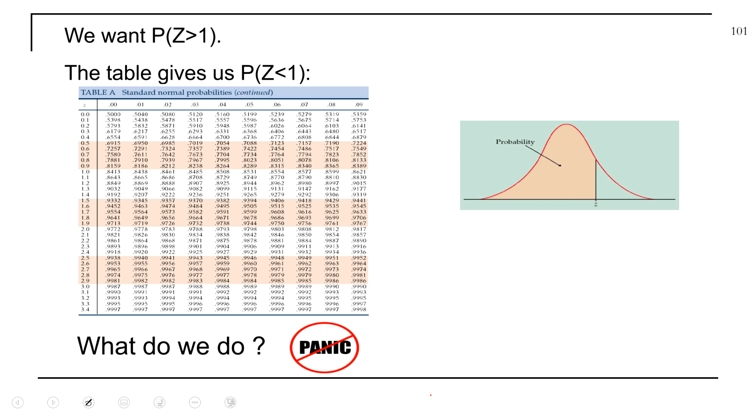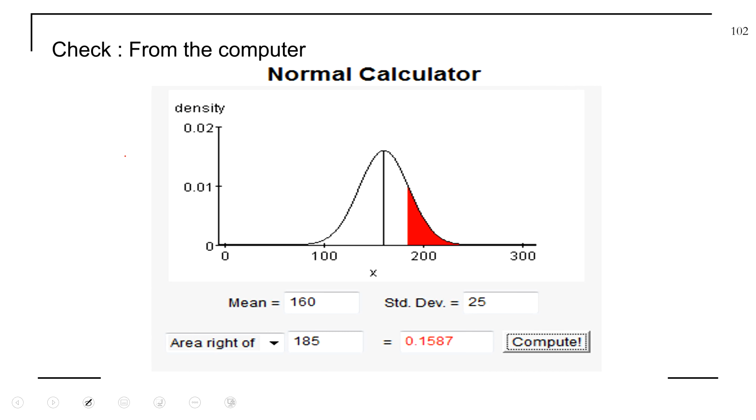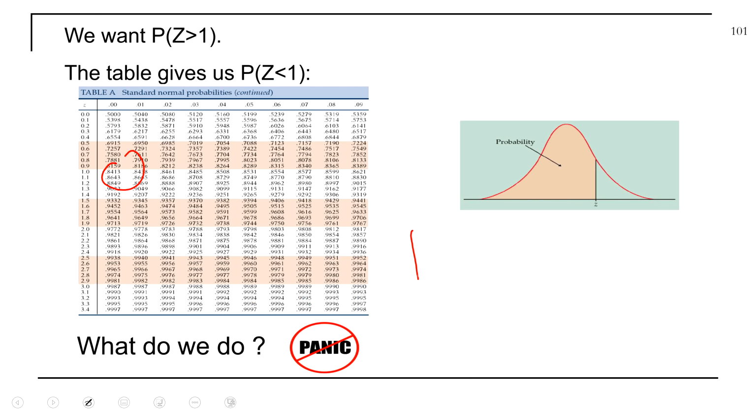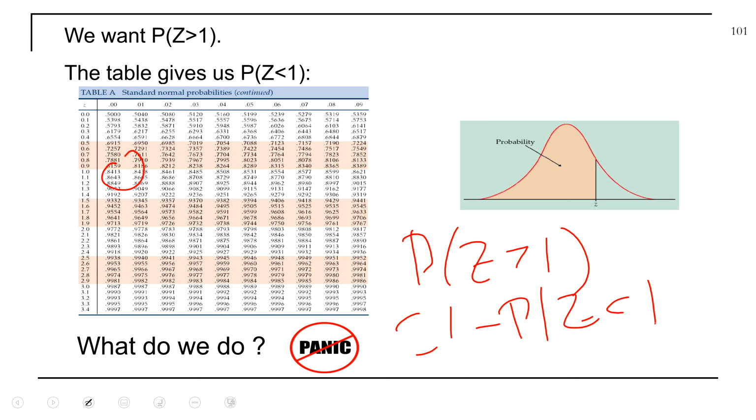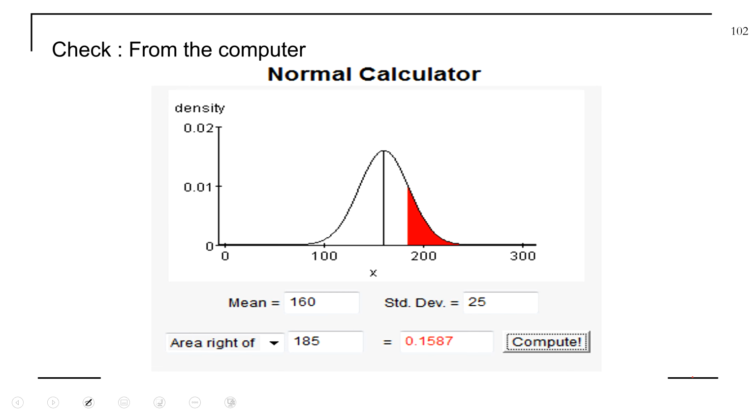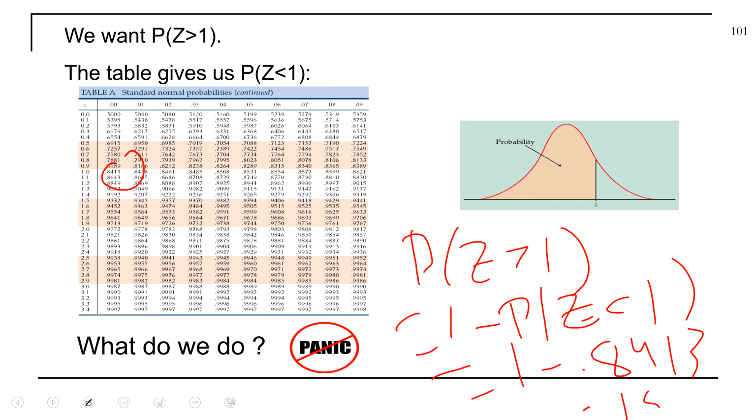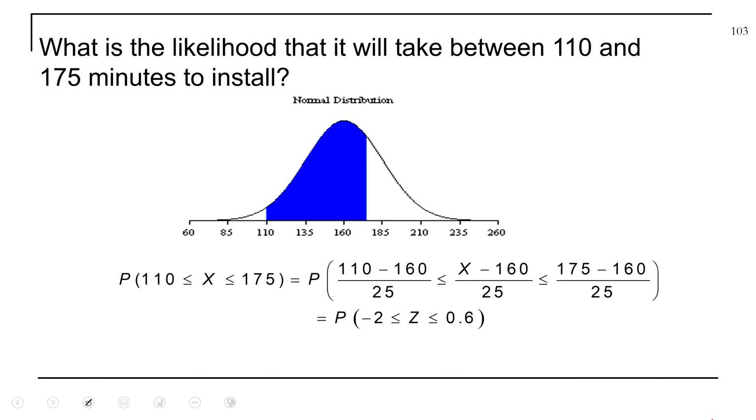Do we panic? So over here, 0.8413 is what we want. Do we panic? We always panic, but then we recover. We want the area to the right. So the probability z is bigger than 1 equals 1 minus the probability z is less than 1, which equals 1 minus 0.8413. If we look here, we get 0.1587 right here. Just checking our work on the computer, we get the exact same answer.